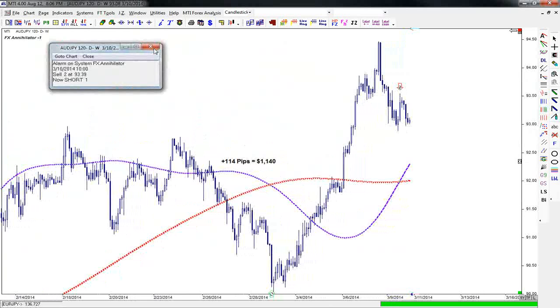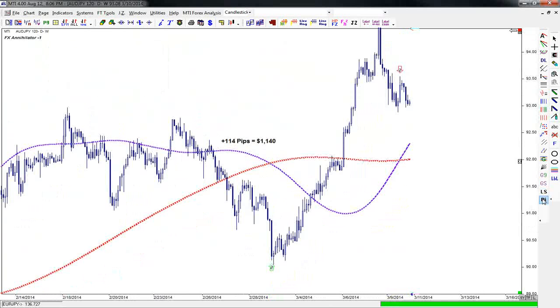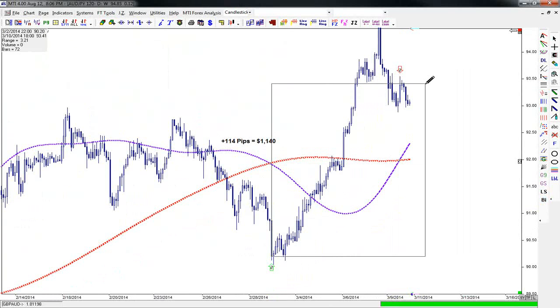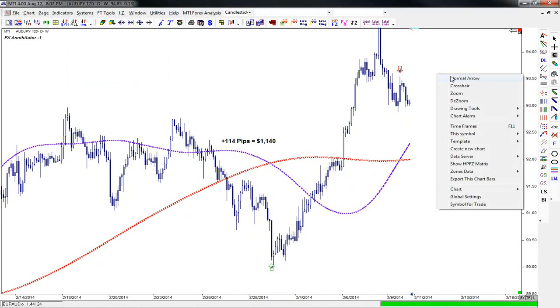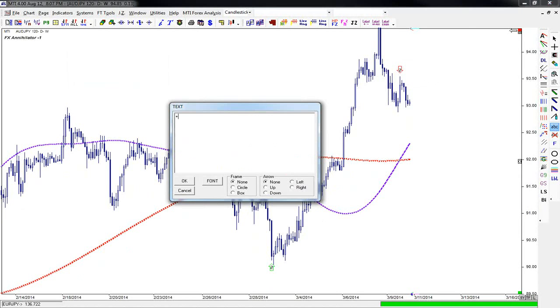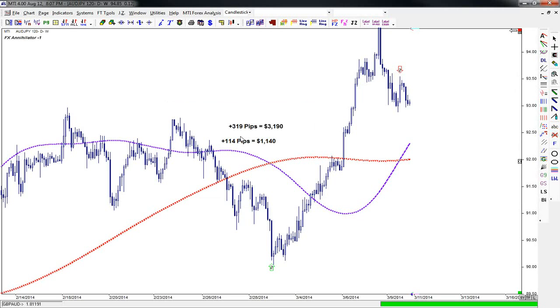There's my alert. My alert pops up. Let's go ahead and see how many pips we generated. So I got into the market right here. I reversed my position, and I got out right here. How many people can tell me how many pips that is? Someone type that in. That's 319 pips. How many of y'all would like to generate off one trade 319 pips, or 3,190 US dollars off one trade?